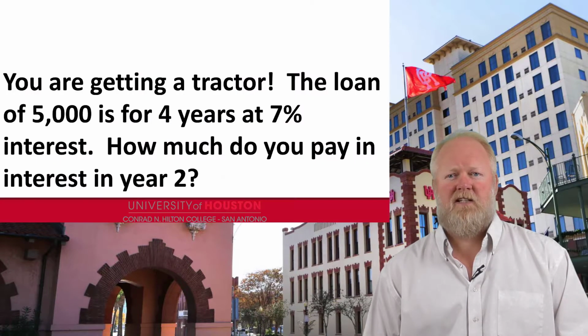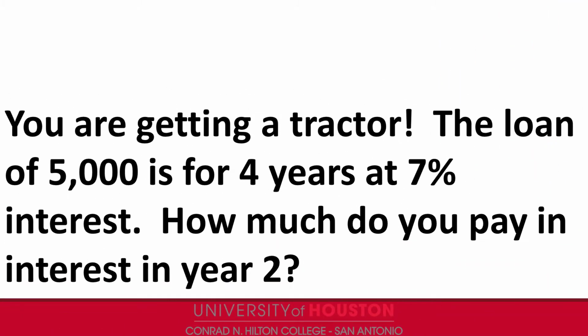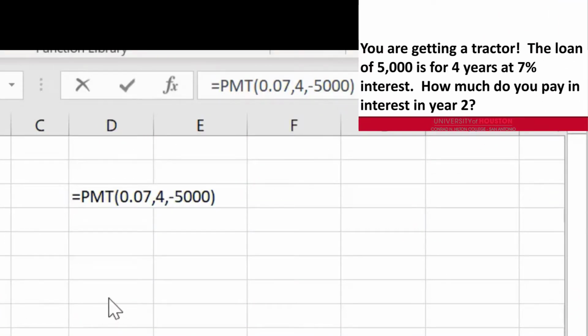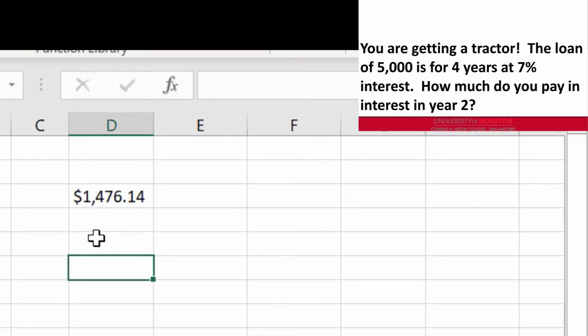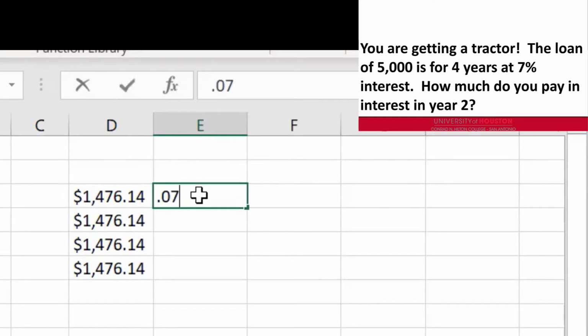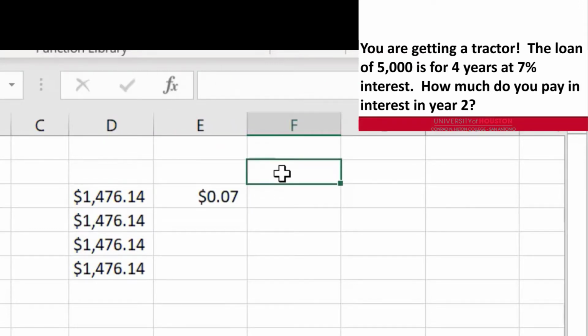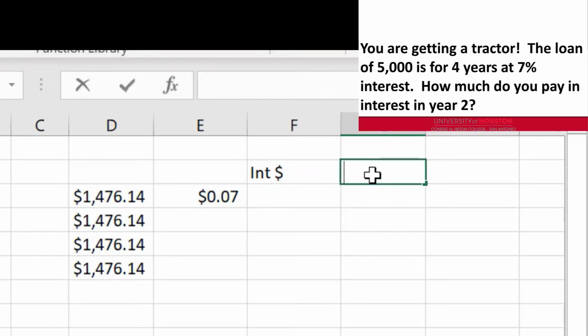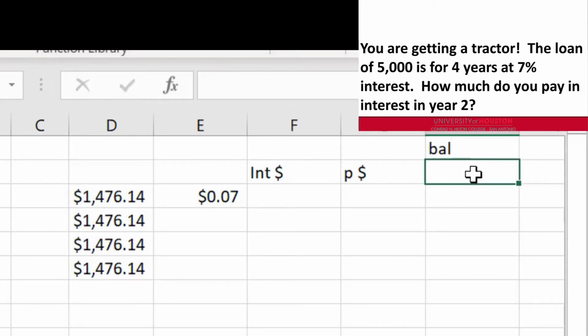That's great, but how much interest do you pay in year 2? Now we want to know how much interest we're going to pay in year 2, so we need to create an amortization chart. So I'll pull down this formula. We put in the interest rate at 7%. We don't know how much we're paying in interest dollars yet. We don't know how much we're paying in principal dollars yet. We do know the balance. It's offset by 1. And it's going to be $5,000.